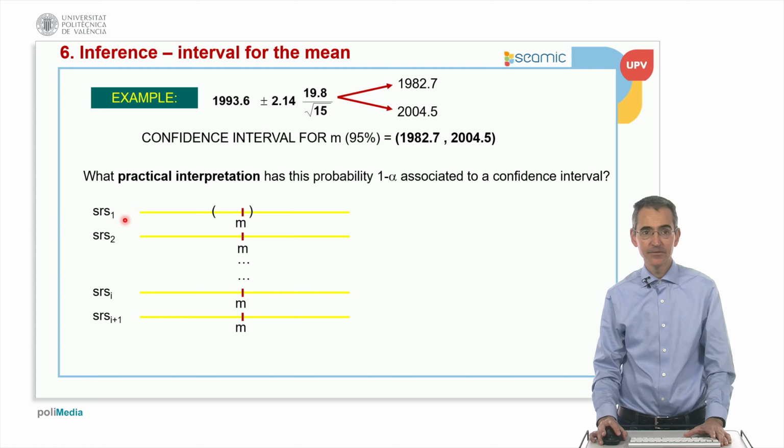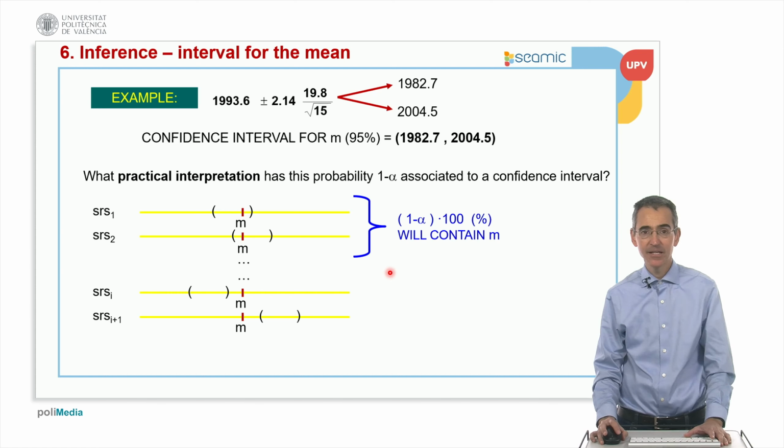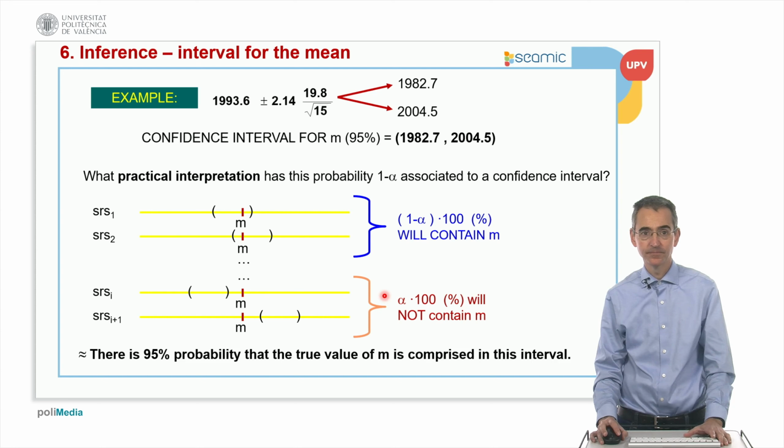Well, so from the first sample I compute the interval applying this formula. From the second sample I apply the formula to obtain the interval. So most of the intervals will contain the real value m, and just a few of the intervals will not contain the real value m. In particular, 1 minus alpha percent will contain m, and alpha percent will not contain m. Okay, so as alpha 5% is the most common, we can say that there is 95% probability that the true value of m is comprised in this interval.